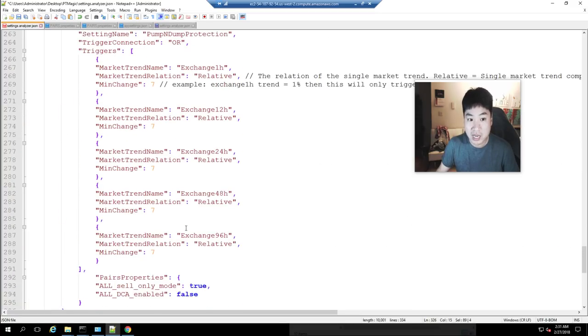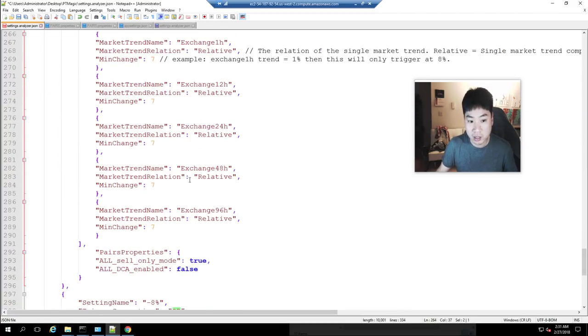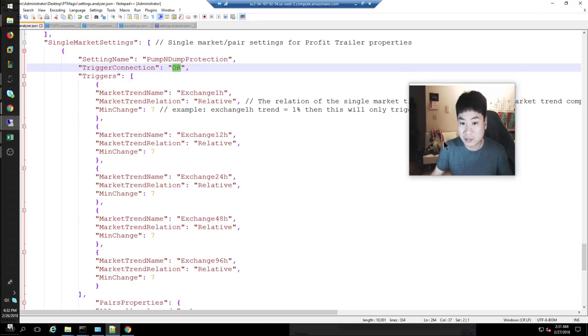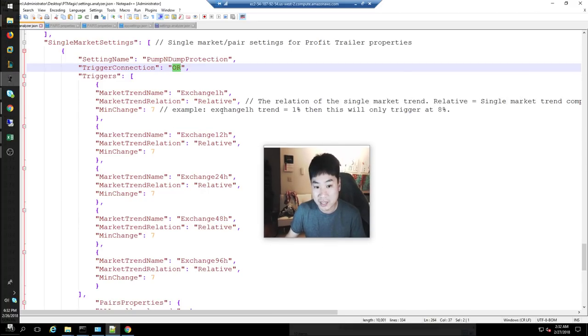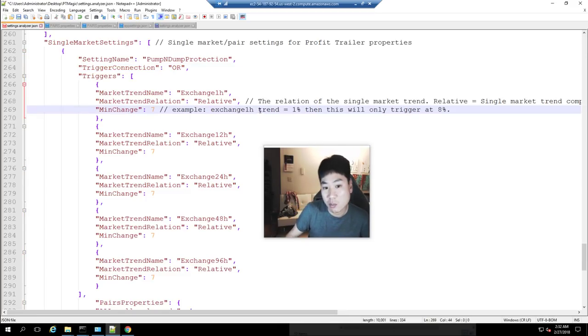Now, there are other statements. If you see, there's an OR statement here. So this one's a relative one, and I just went ahead and gave you guys an example. So this is relative to the market trend, the exchange 1 hour relative to the market trend and the coin itself. So let me go ahead and read this. Exchange 1 hour trend is 1%. So if all the 110 coins are going up by 1% on average, then this coin needs to be at +8% for the pump and dumper section. Okay, and that's what I've set it at.